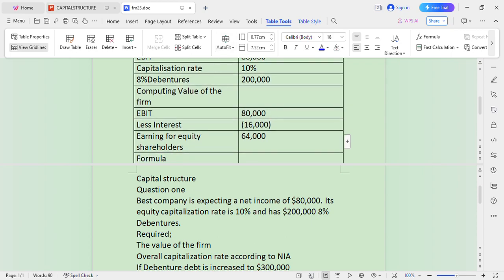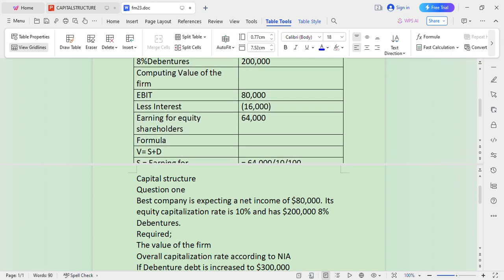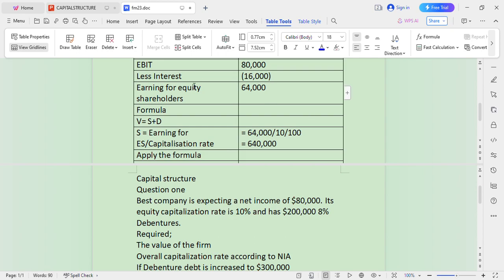For you to get the value of the farm, we said EBIT is 80,000 less interest, 8% of 200,000, which gives you 16,000. Earnings for equity shareholders is 64,000. Formula: how do you get the value of the farm? Value of the farm equals S plus D. S equals earnings for equity shareholders divided by capitalization rate. Applying the formula, 64,000 divided by 10% gives you 640,000.